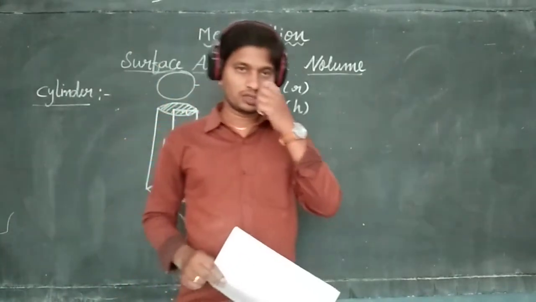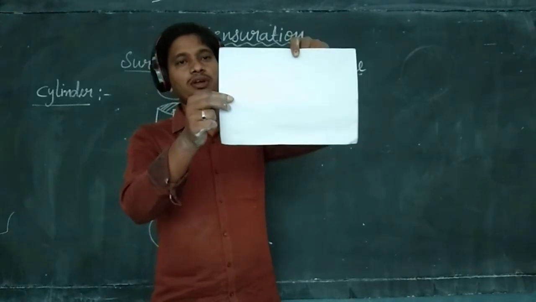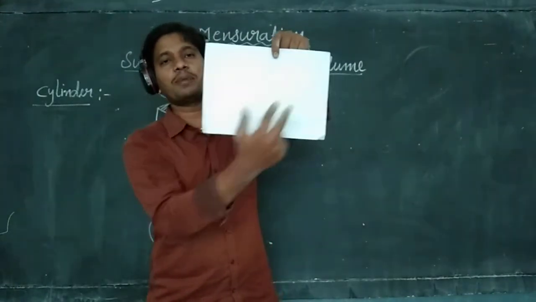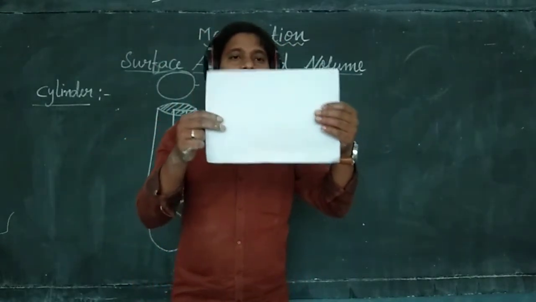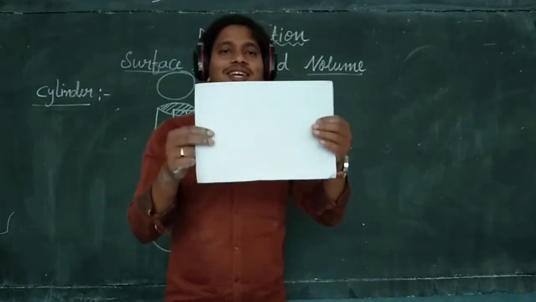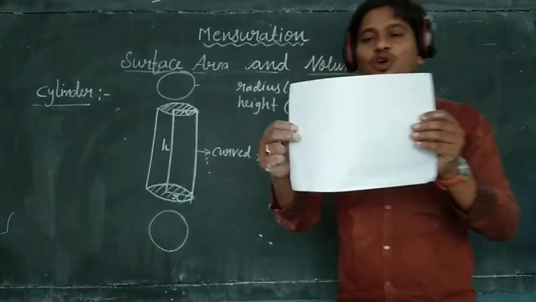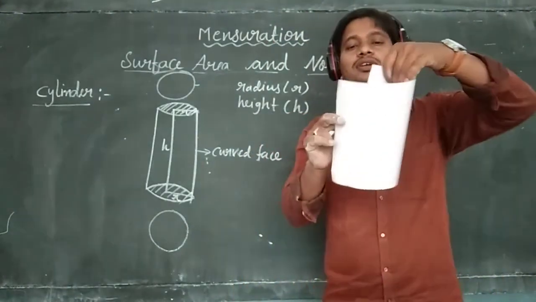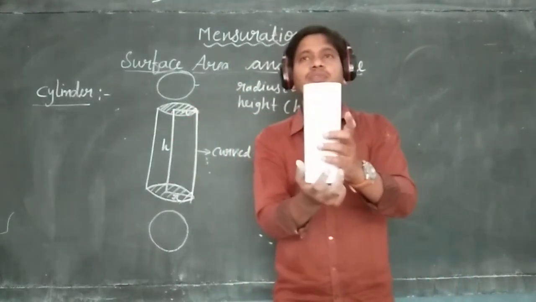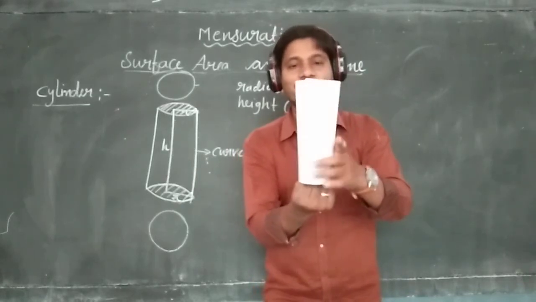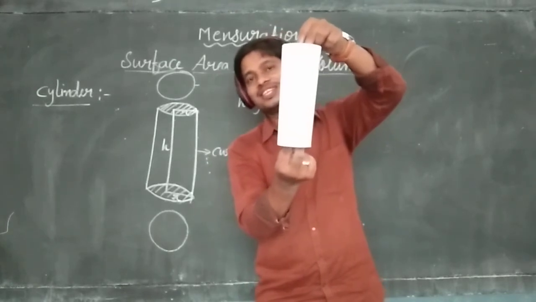For example, you take a piece of paper. You can see here this paper, which is in the shape of rectangle. As we know, rectangle is a two-dimensional figure. Let me fold this. You can see now, you can observe here which is in the shape of cylinder. Yes or no, students?